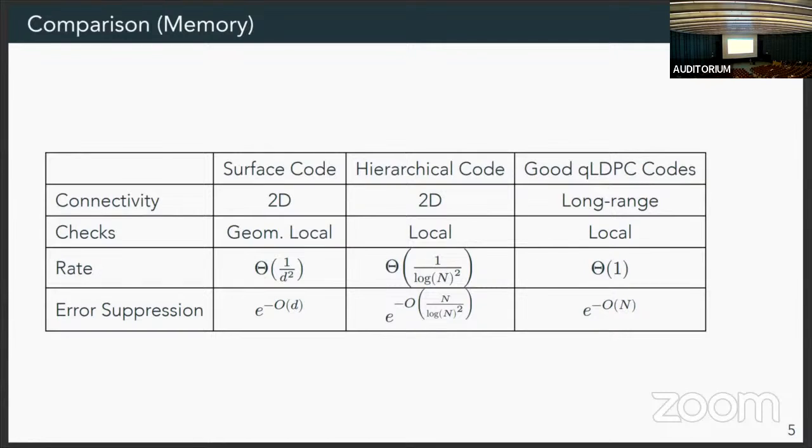We have a 2D implementation. Our checks are not geometrically local, so that's how we have parameters that are seemingly incompatible with the BPT bound: we don't satisfy the preconditions for it to apply. And we have this really nice rate and error suppression.